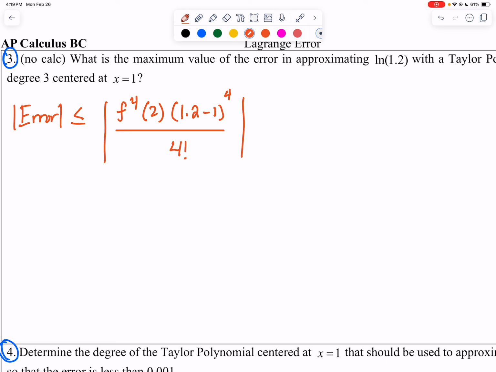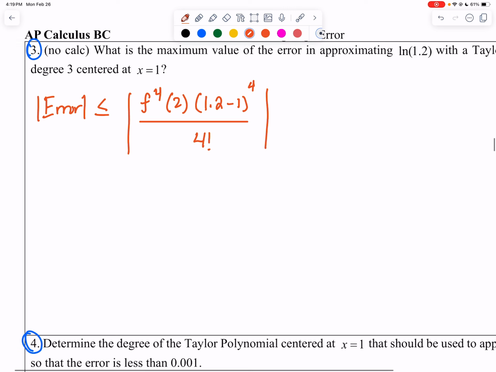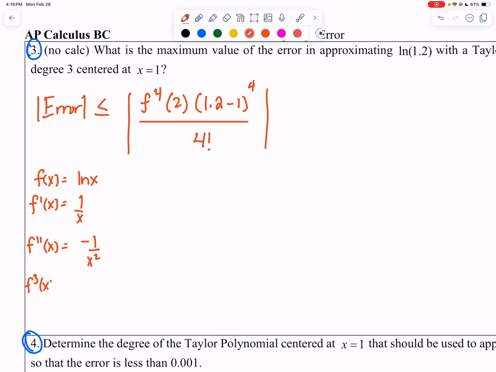All right, now here comes the hard part, figuring out what my fourth derivative is. f of x is going to be ln of x. f prime of x is going to be 1 over x. f double prime of x is going to be negative 1 over x squared. The third derivative is going to be 2 over x to the third. And then the fourth derivative is going to be negative 6 over x to the fourth.